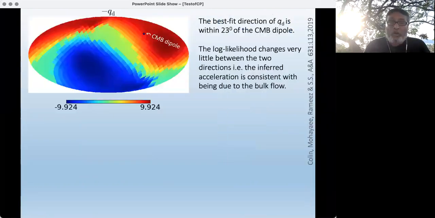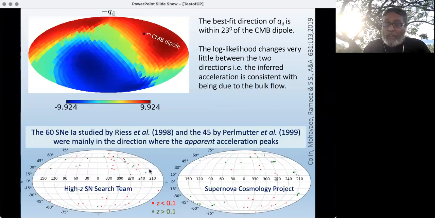Here is a picture that shows how that q naught parameter looks on the sky. With 740 objects, I can't give you a good direction, but you can see that it is more or less consistent with the direction of the CMB dipole. It is interesting to note that the supernovae originally studied by the two groups that discovered cosmic acceleration were also mainly in the same direction. In the opposite direction there were very few, and in the opposite direction they would have actually seen deceleration, we believe.